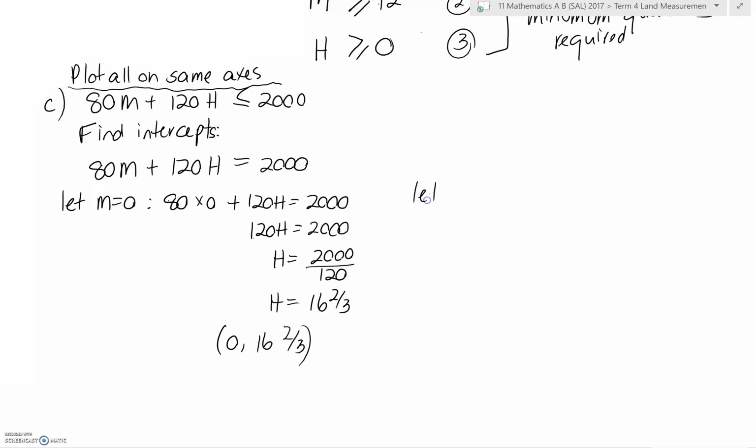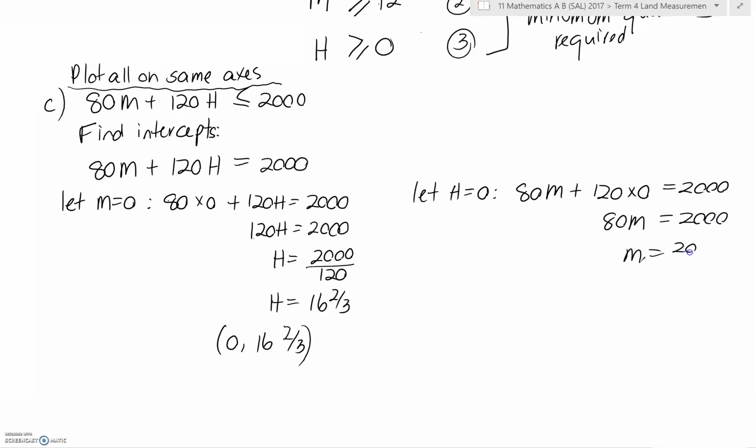Now our second coordinate we find in the same way, except this time we're going to let h equal 0. So that's going to become 80m plus 120 times 0 equals 2000. 80m equals 2000. M equals 2000 over 80, which is 25. So you can see the process is identical. It's just algebraic rearrangement, and that's going to give us a coordinate of 25 and 0. So that's going to be our first 2 points that we're going to plot.